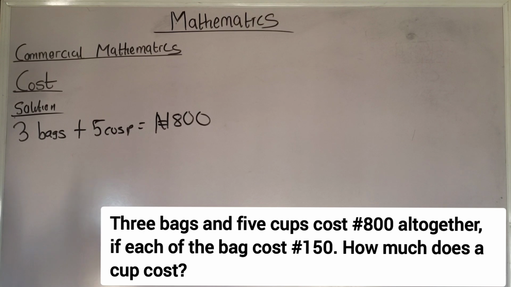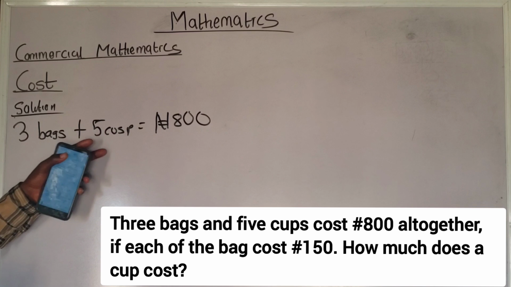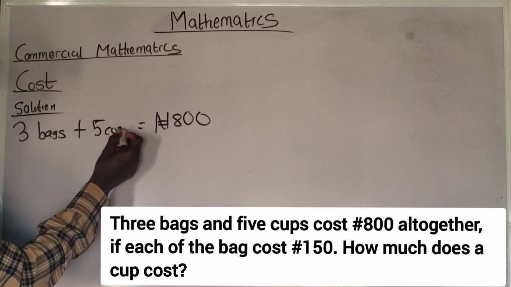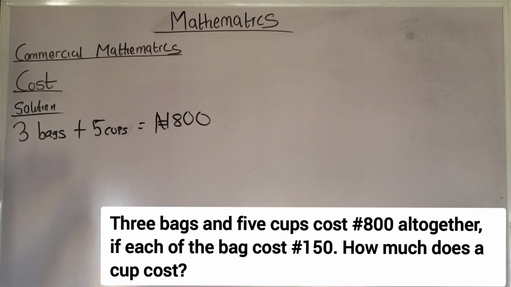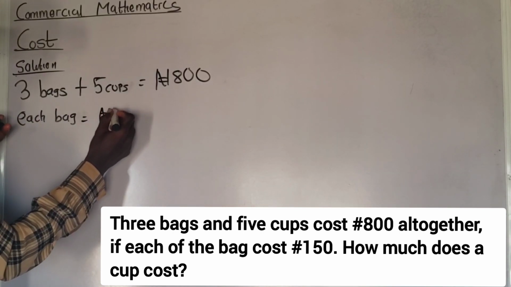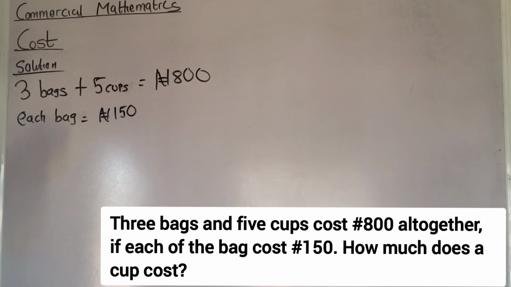Please learn how to interpret questions. If you are able to interpret the question you are given, you'll be able to solve it. So the sum of the cost of 3 bags and 5 cups is 800 naira. Now each of the bags, that is, one bag, costs 150 naira. Each means one by one. So the cost of each bag is 150 naira. Now, how much does a cup cost?